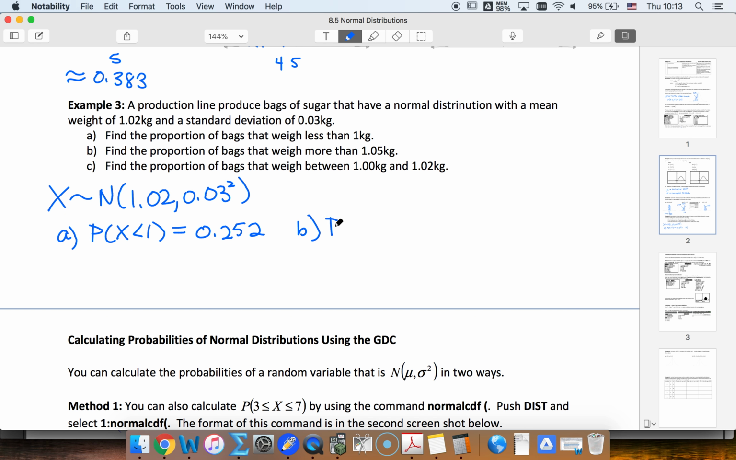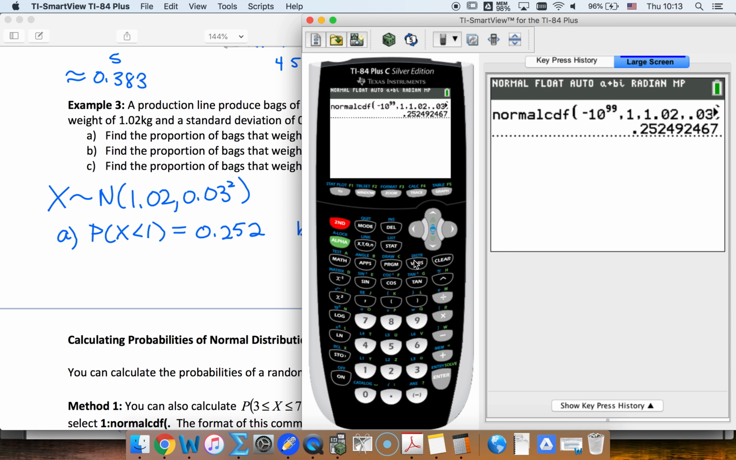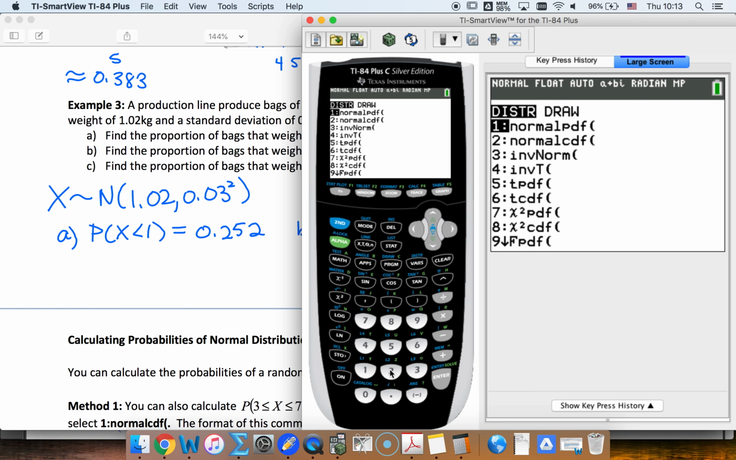More than 1.05 kilos. So again, this is going to be less than half. But we're not looking at something symmetric this time, because this was 0.02 less than the mean, and this is 0.03 greater than. So I'll come back and do another normal calculation.